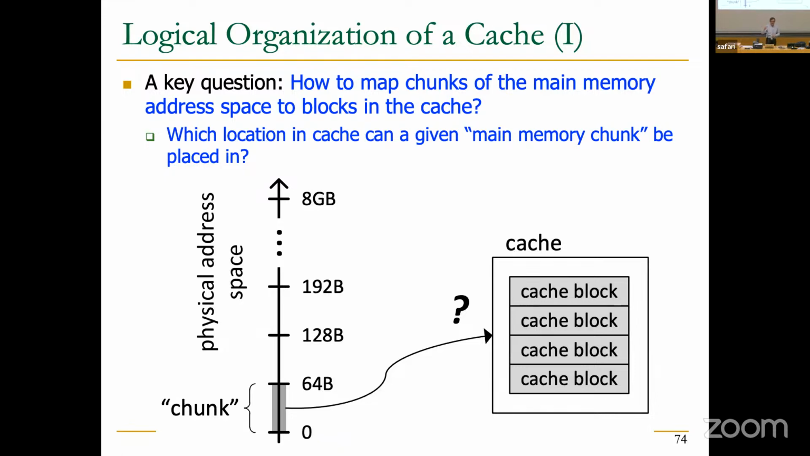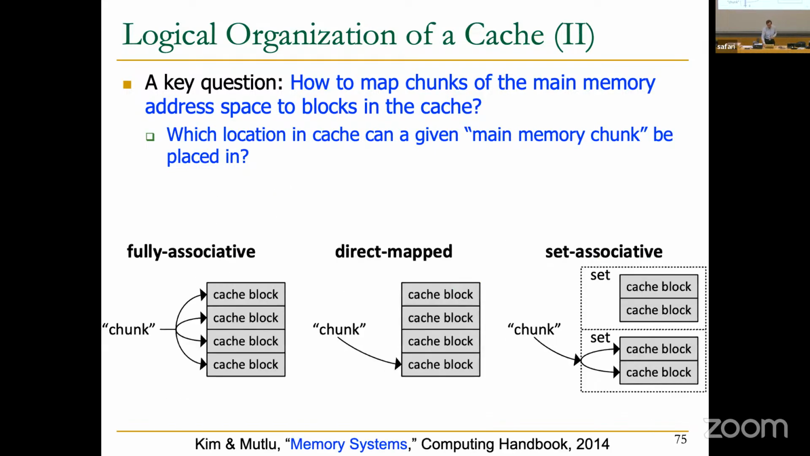So memory is 8 gigabytes. Each chunk is 64 bytes. Cache is very small, as you can see. At most, you can have 4 64-byte chunks or blocks. Now, fully associative cache is a cache where any chunk in memory can be mapped to any cache block. So it's very flexible. Of course, flexibility comes at a cost. You need to search the cache to figure out where the chunk is. So we actually are going to have 4 comparators for this one.